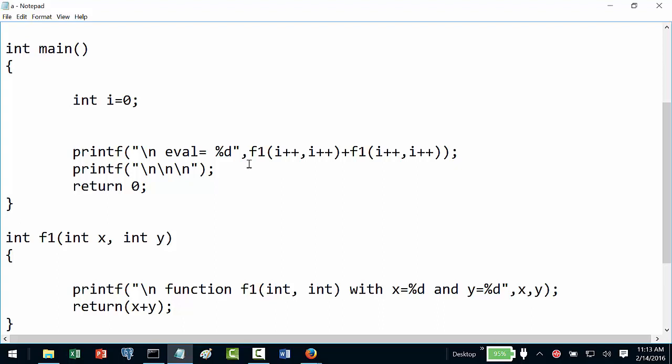Alright. So which function gets called depends on the compiler. Are we very clear? Okay.